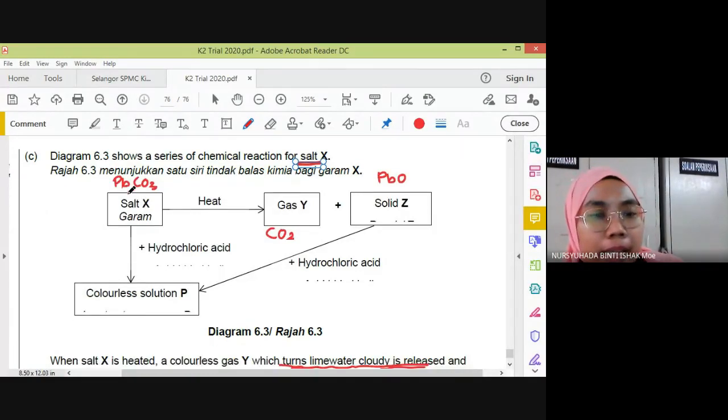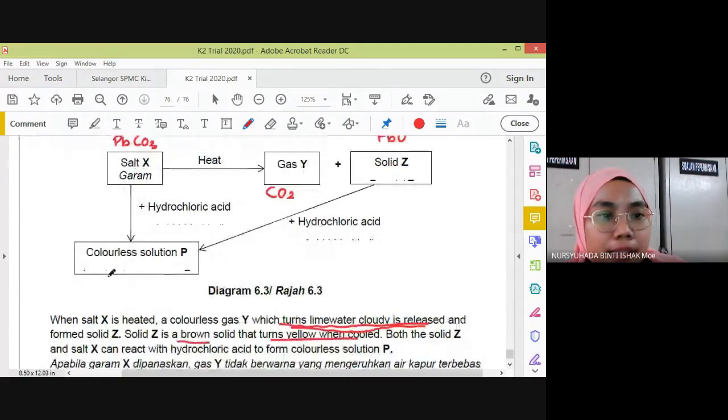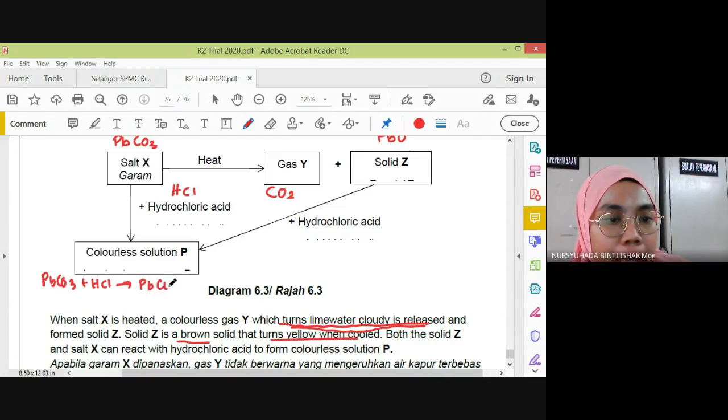Okay, then letak HCl. Agak-agak jadi apa ni? Dapat lead apa ni? PbCO3 plus HCl. The products are PbCl2 plus CO2 plus H2O. So P ni adalah PbCl2.